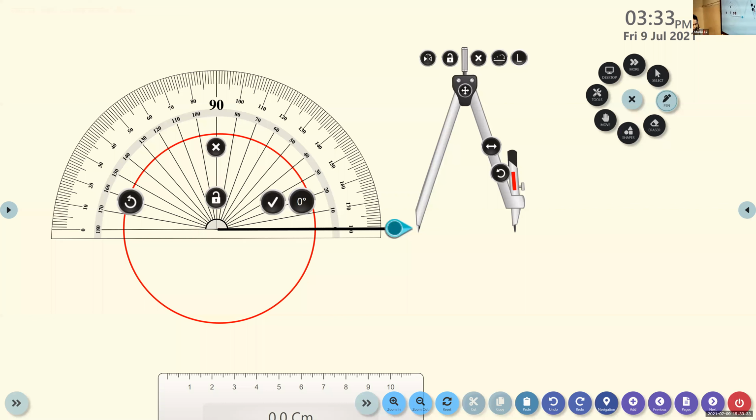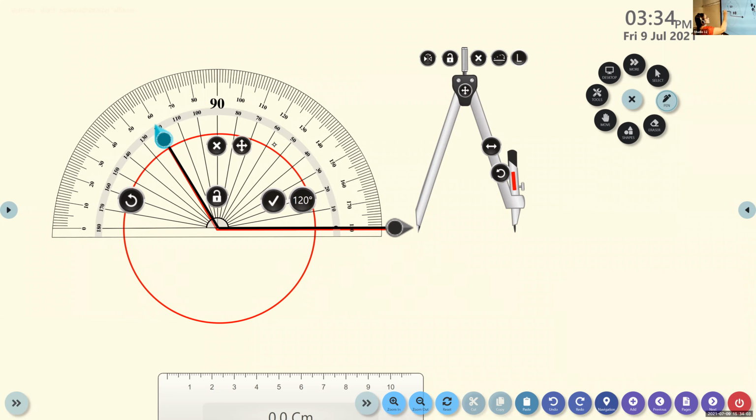Now, see which one is the first measure? Angle measure 120. Isn't it? So take 120 degree. Okay.